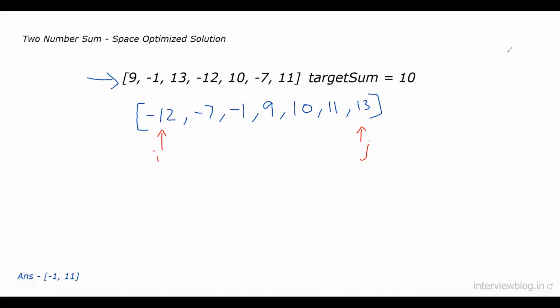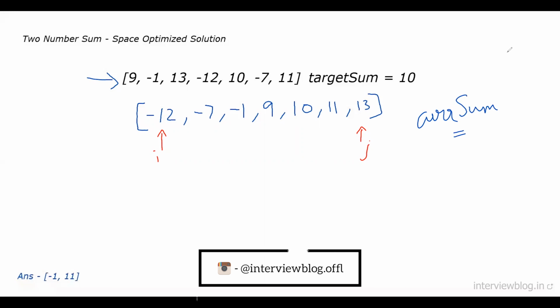So after sorting the array, I will be using two pointers, that is ith pointer and jth pointer, to traverse the sorted array. So initially my ith pointer is going to point to the first element of the sorted array, and my jth pointer is going to point to the last element of the sorted array. So next, at each and every step, I will be calculating the current sum. So the current sum is nothing but the sum of the elements pointed by the ith and jth pointers.